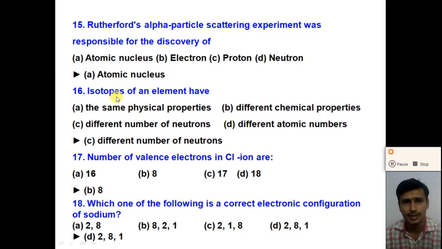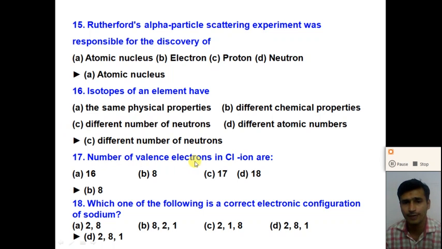Question number 16. Isotopes of an element have the same physical properties, different chemical properties, different number of neutrons, or different atomic number? Isotopes have the same atomic number but different atomic mass. Atomic mass is different. That means isotopes have a different number of neutrons. Right? Understand?